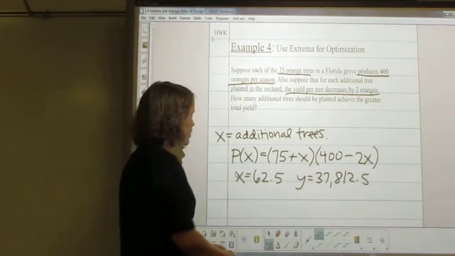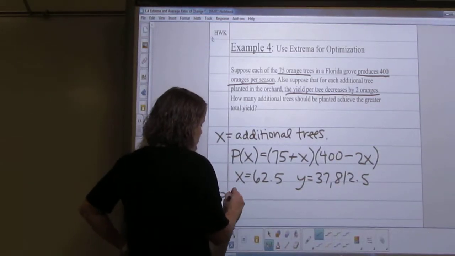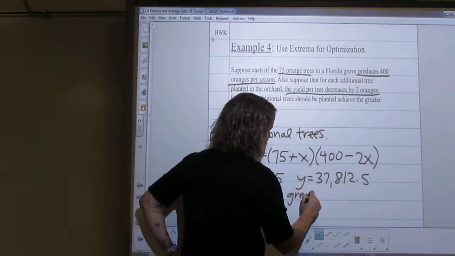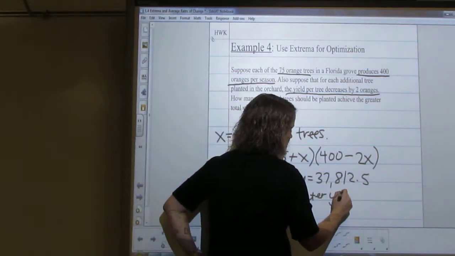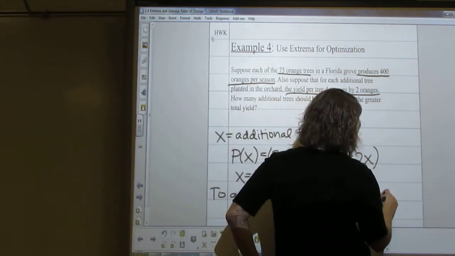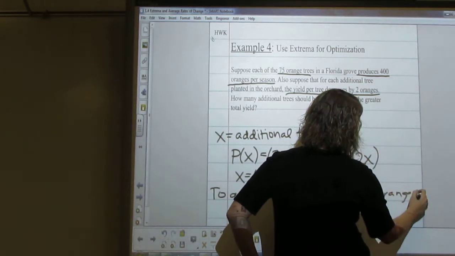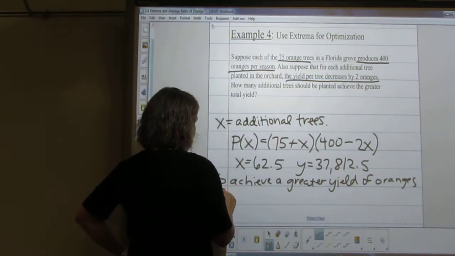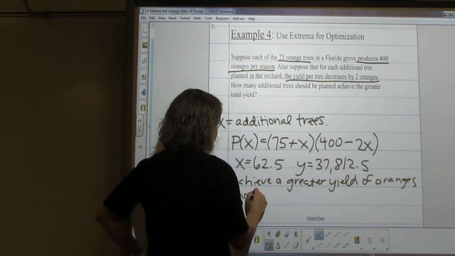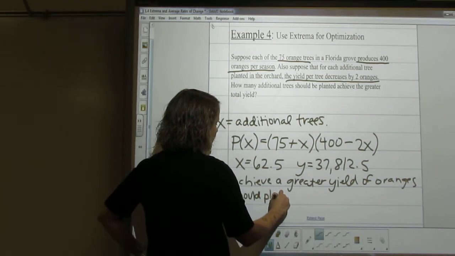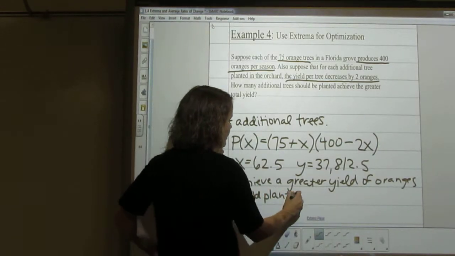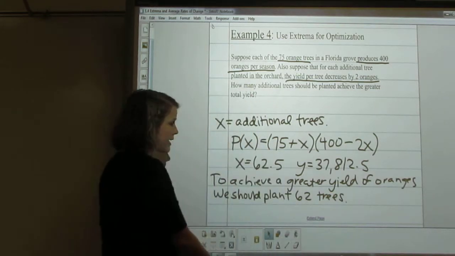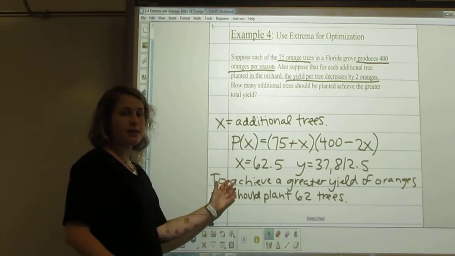To put that in words, we would say to achieve a greater yield of oranges, we should plant 62 trees. Okay, so that's what that question is asking for. That's the answer that they wanted us to give.